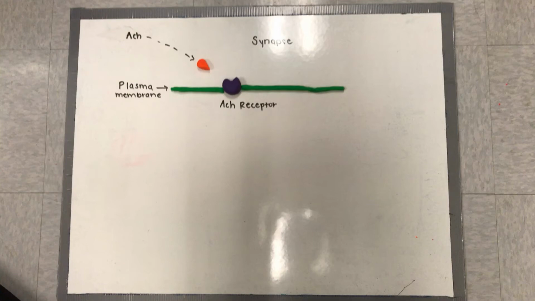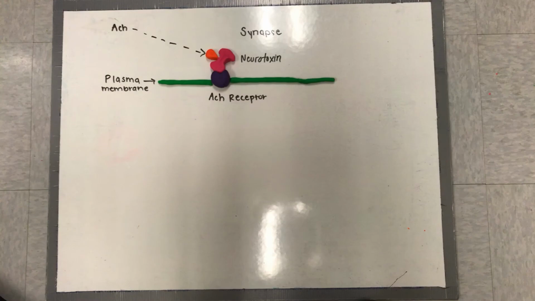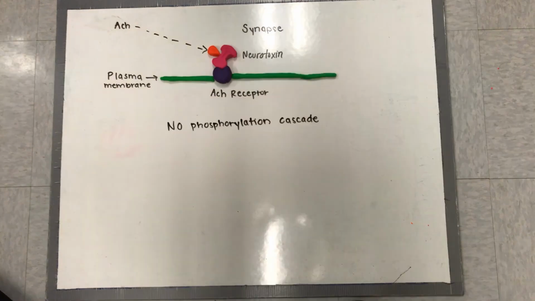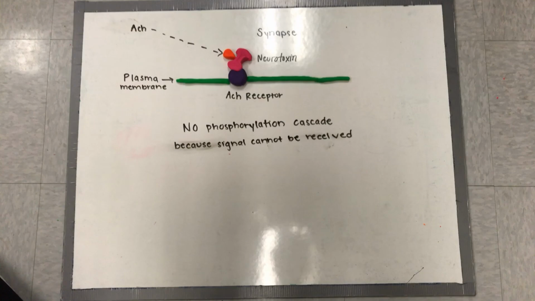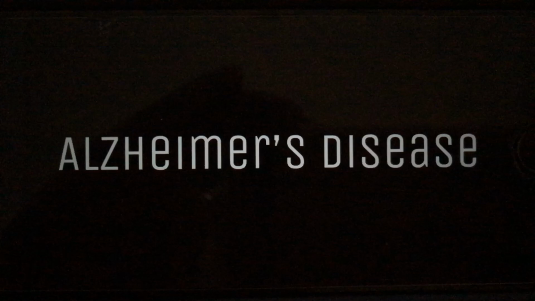In Alzheimer's, however, this acetylcholine cannot bind to the receptor because it is blocked by a neurotoxin. This means that the signal transduction pathway cannot occur and the appropriate response cannot be released. This leads to memory degradation in patients with Alzheimer's, resulting in memory loss, confusion, delusion, disorientation, and difficulty thinking or understanding. There is no known cure for Alzheimer's, but cognition-enhancing medications, physical exercise, and therapy may help symptoms.